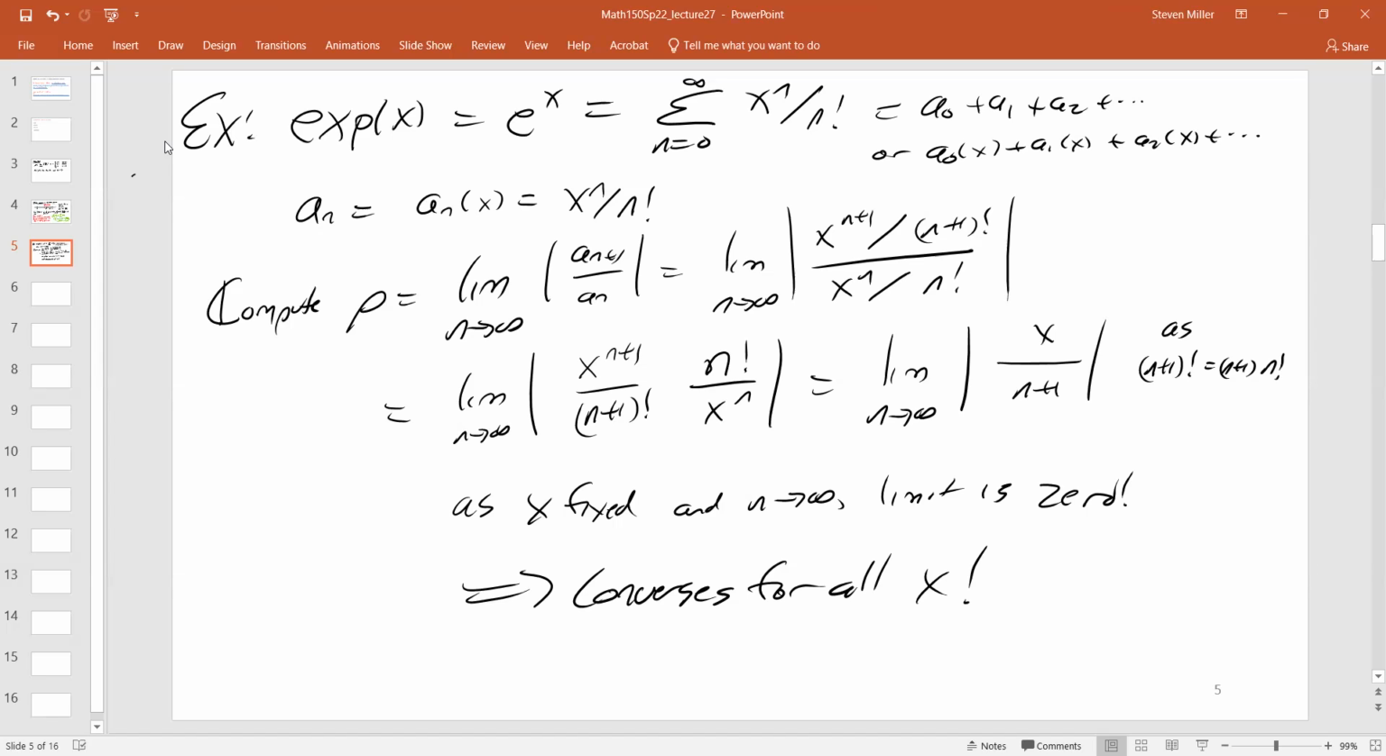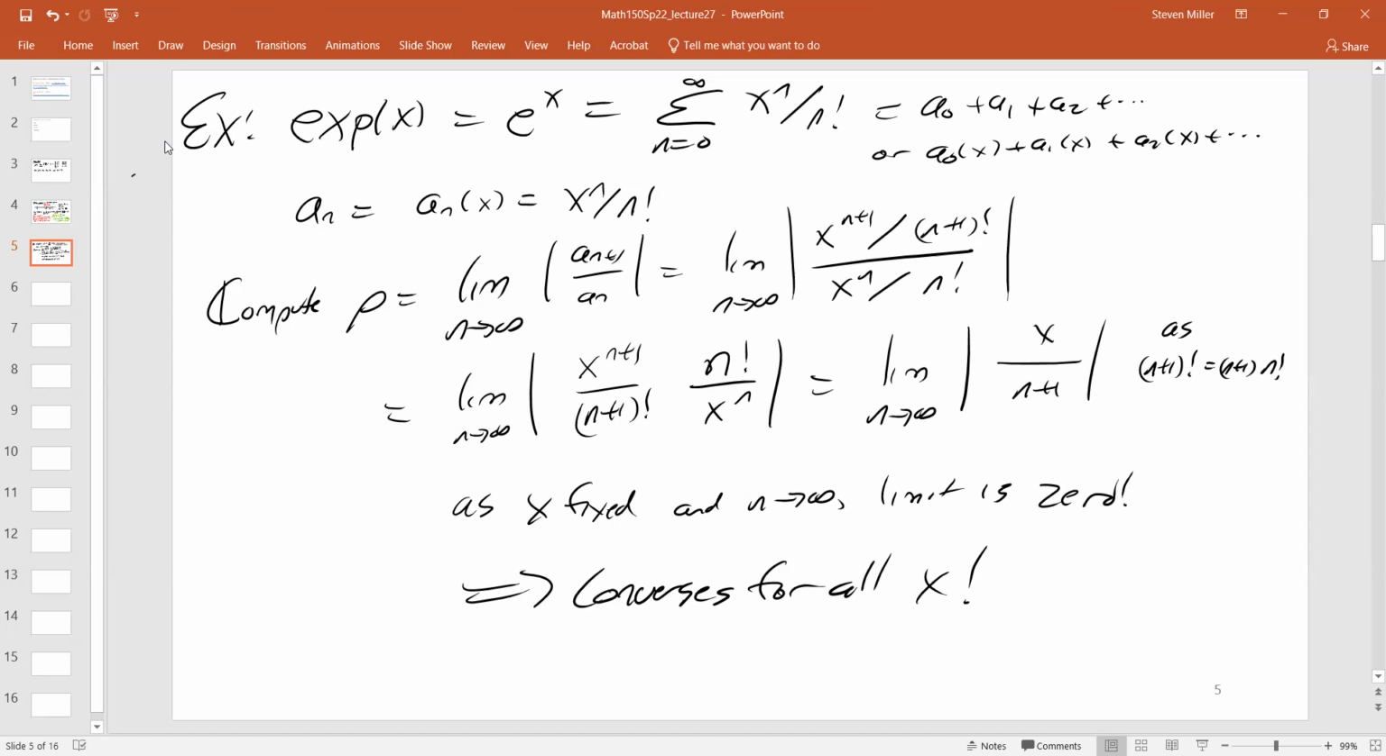But if you go down far enough, eventually the n factorial is going to be greater than x to the n. If I take n to be x, x to the n is still going to beat n factorial. You've got to go down much further. But eventually, the n factorial is going to beat the x to the n.